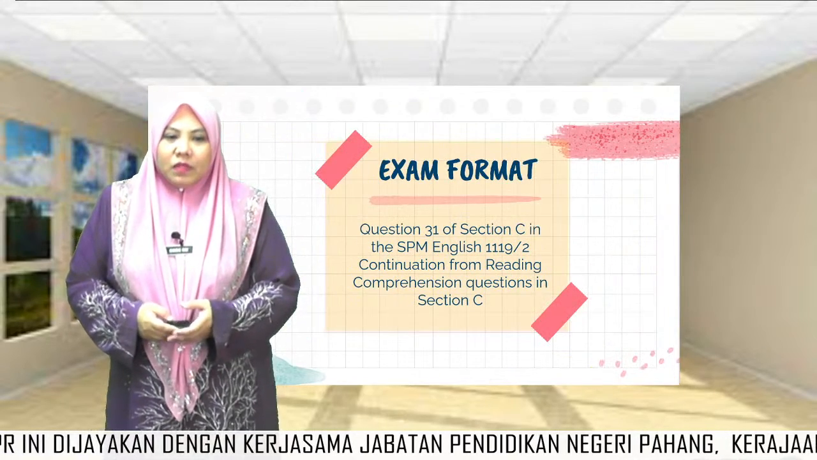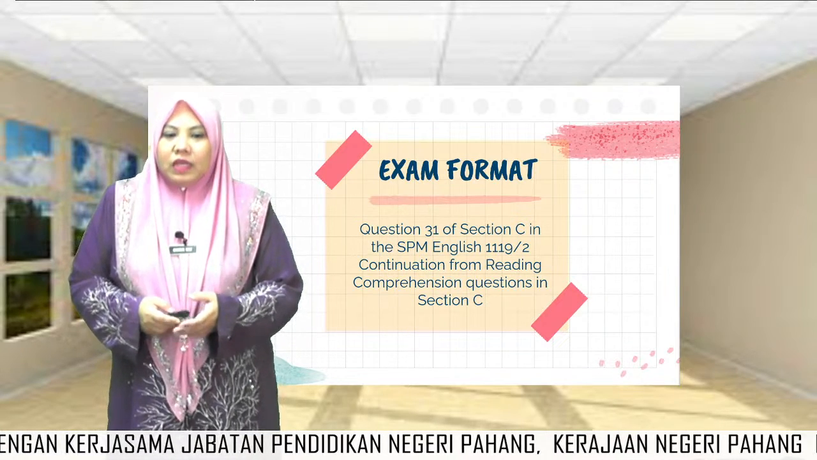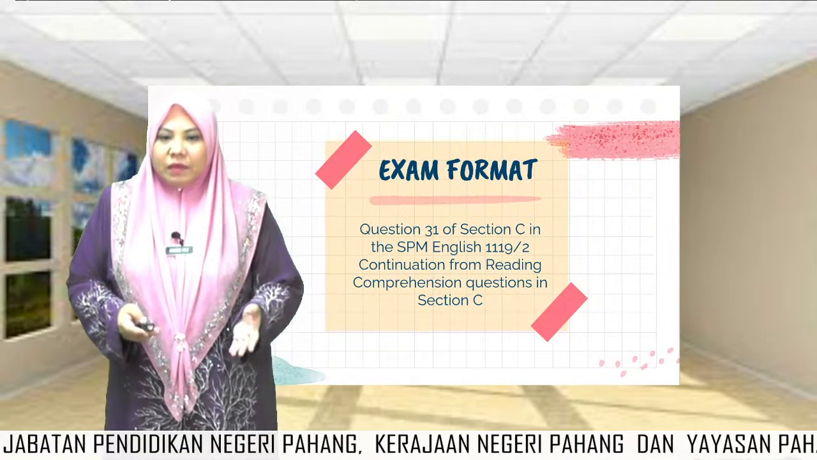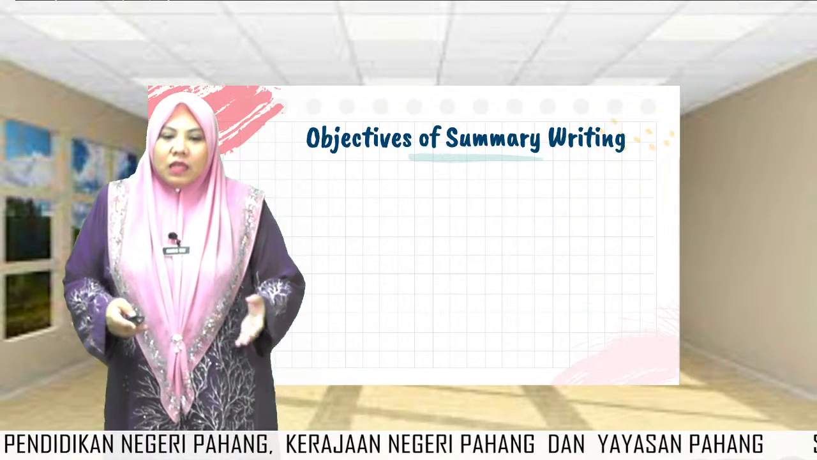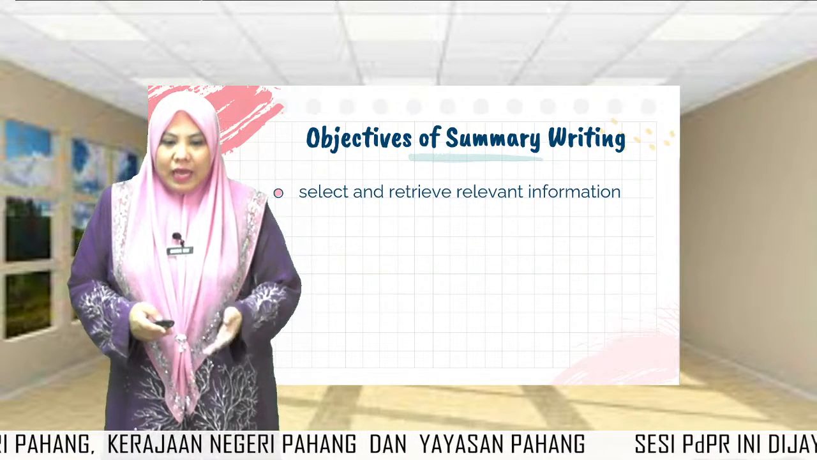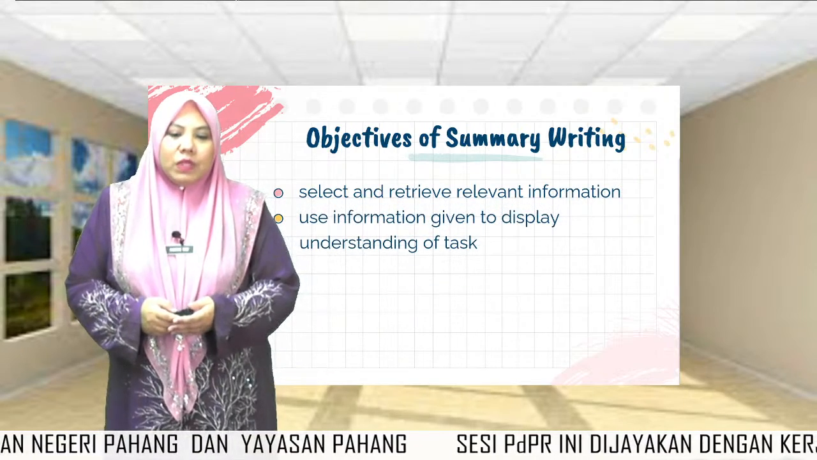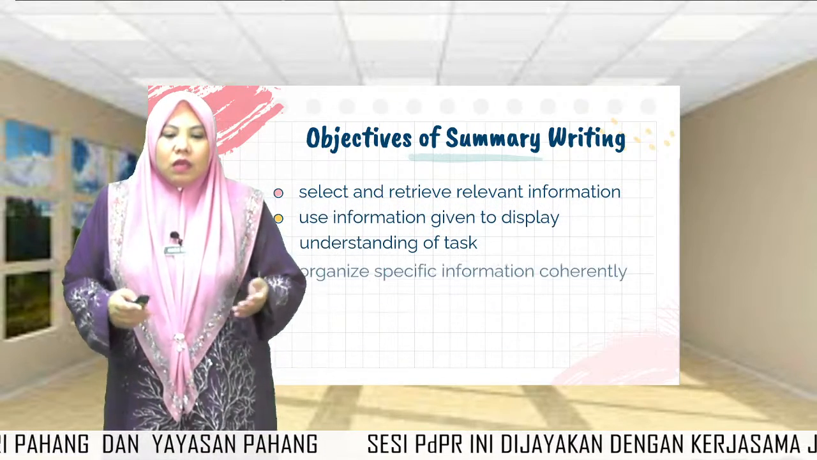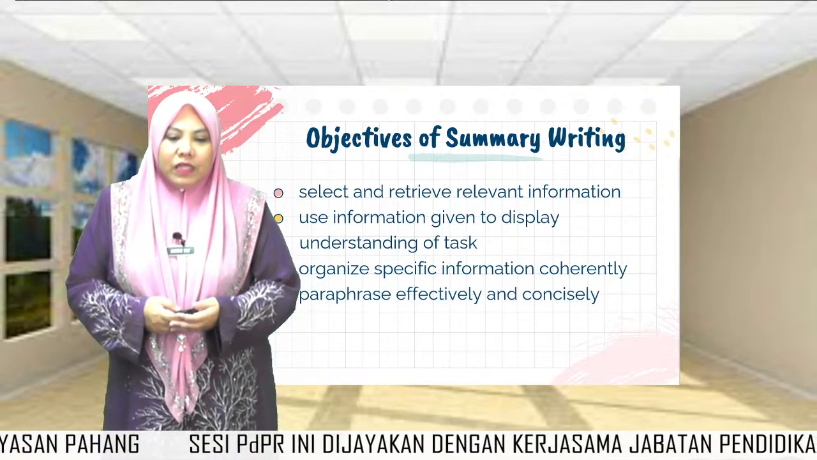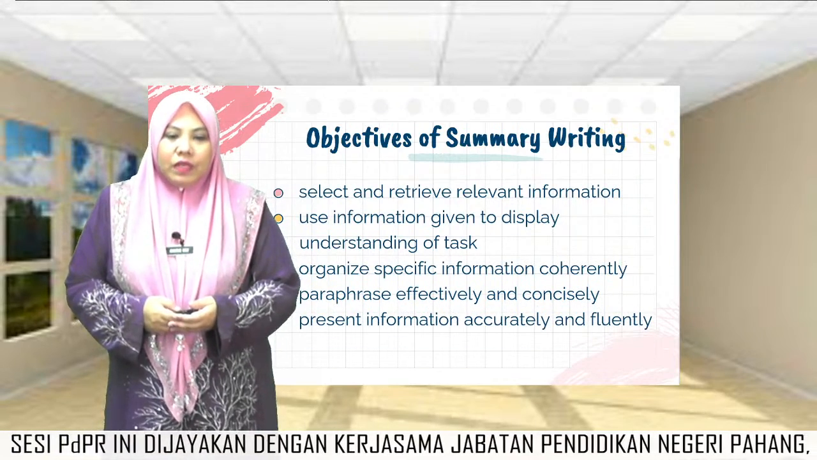Exam format. Question 31 of Section C in the SPM English 1119/2 is actually a continuation from the reading comprehension questions in Section C. The objectives of summary writing are to assess students' ability to select and retrieve relevant information, use information given to display understanding of tasks, organize specific information coherently, paraphrase effectively and concisely, and present information accurately and fluently.